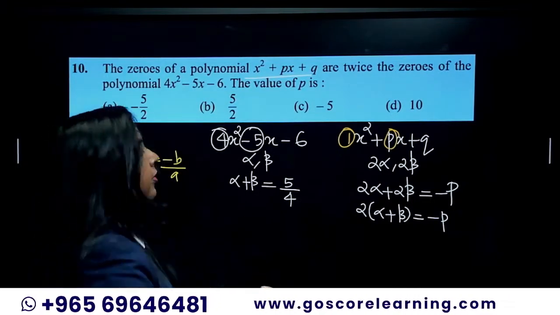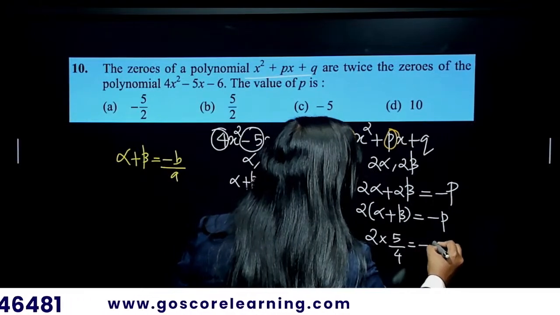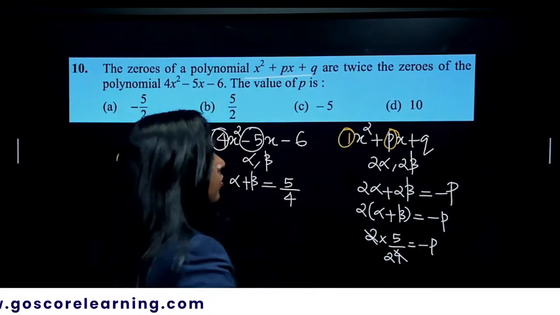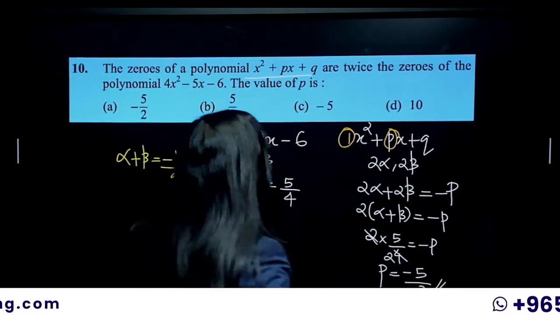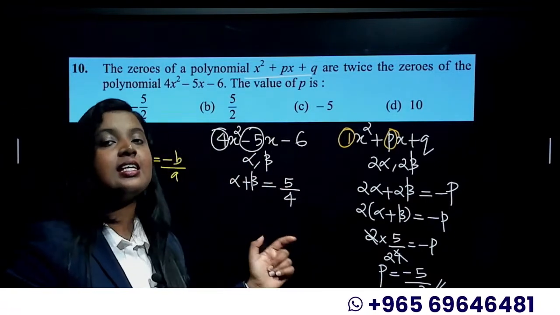It's 5 by 4. So 2 into 5 by 4 is equal to minus p. So let us cancel this. Minus p is equal to 5 by 2. So p is equal to negative 5 by 2. Can you see this? You have negative 5 by 2 and positive 5 by 2 here as the answers.